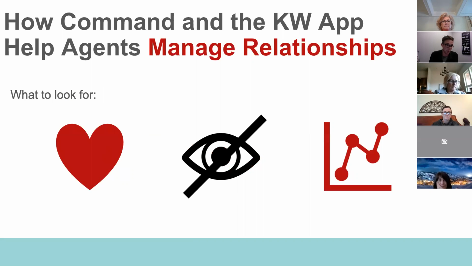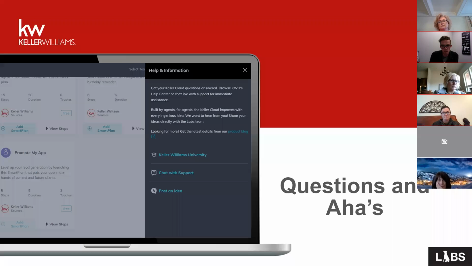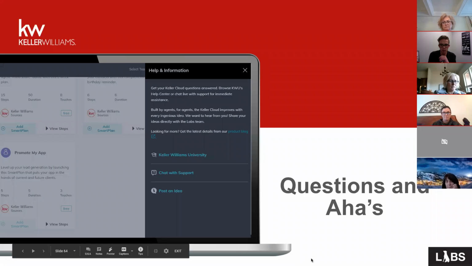And then things you can see. What you're looking for is properties they're favoriting, properties they're hiding, and then just their overall statistics, how often they're using and engaging with that app. So what questions, ahas, what did we learn? And then we'll dive in and show you where to find some things in Command.